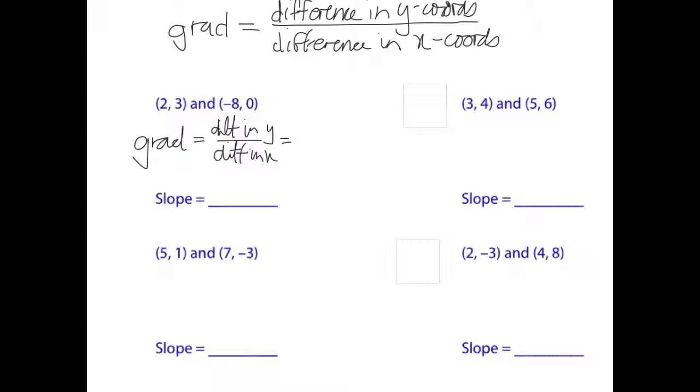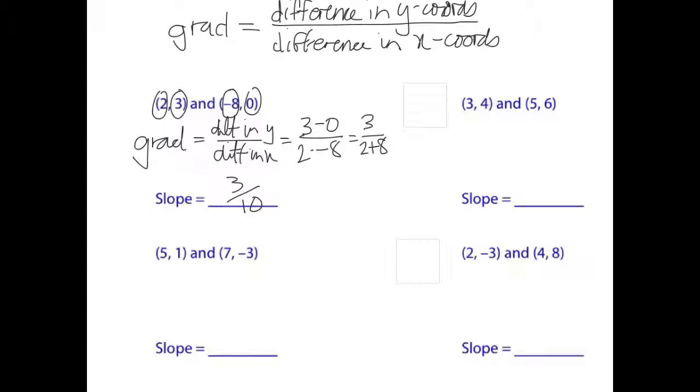And when we find the difference between something, we subtract them. So it's 3 take away 0 is the difference in y coordinates. And 2, and I need to be careful here, subtract minus 8. So 2 minus minus 8, which is 3 over 2 plus 8. And the slope there, or the gradient, is 3/10. If I take the first set of coordinates away from the second coordinates for the y, I need to do the same for the x. But you can do it the other way around as long as you're consistent.